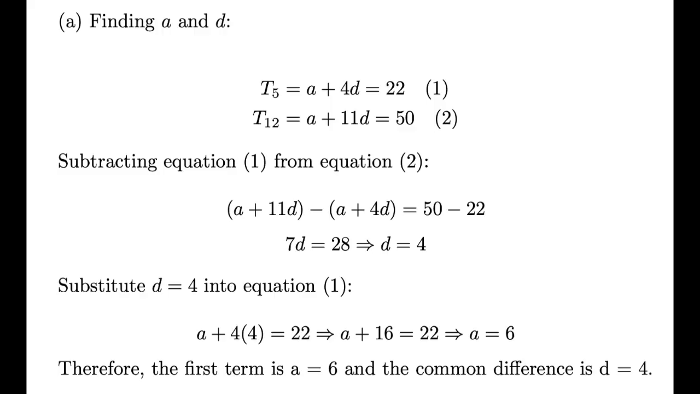Substitute d equals 4 into equation 1. Then we get a equals 6. Therefore, the first term is 6 and the common difference is 4.